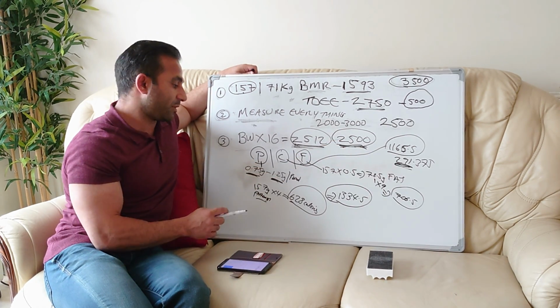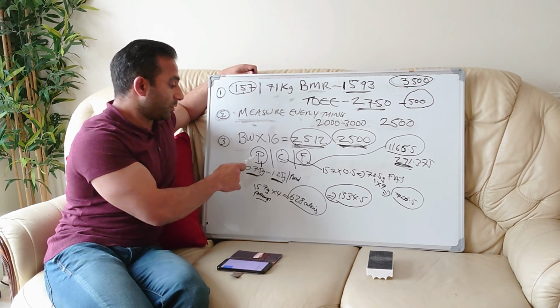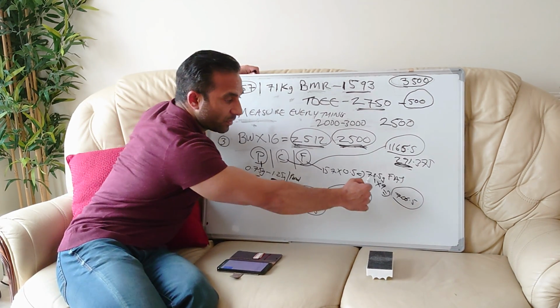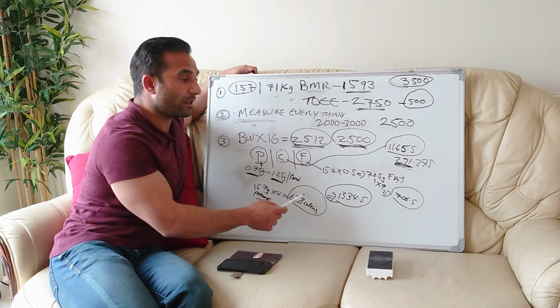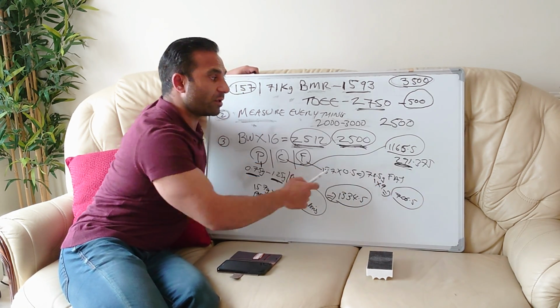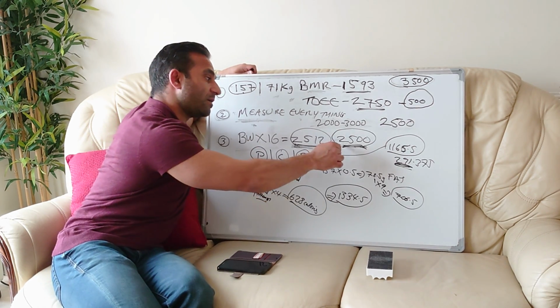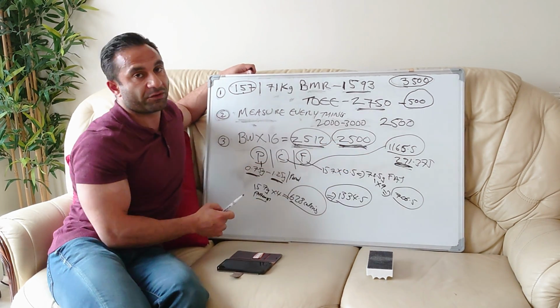Okay guys, so now we've got some figures. So protein, I'm going to have 157 grams per day. Fats, I'm going to have 78.5 grams per day. And carbs, I'm going to have 291 grams per day to maintain my weight and get 2,500 calories.